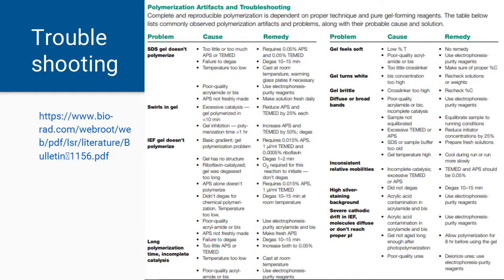See, the gel feels soft: low percent T. Percent T denotes the concentration of monomers, the acrylamide and bisacrylamide. So you may have used a very low concentration of monomers there, therefore your gel is very soft. It doesn't polymerize up to that level. Other causes are poor quality acrylamide and bisacrylamide, or too little cross-linker, which is bisacrylamide. So what remedies can we use? All these things are there in their literature.